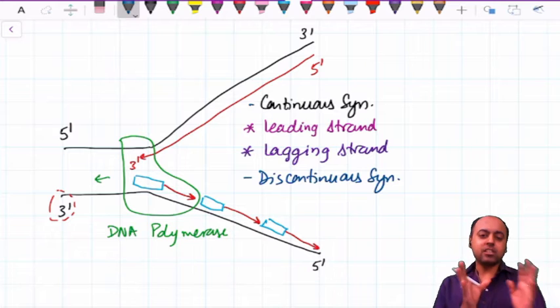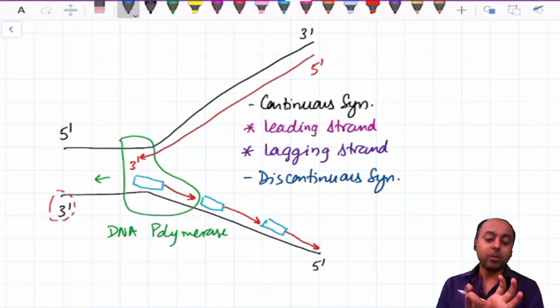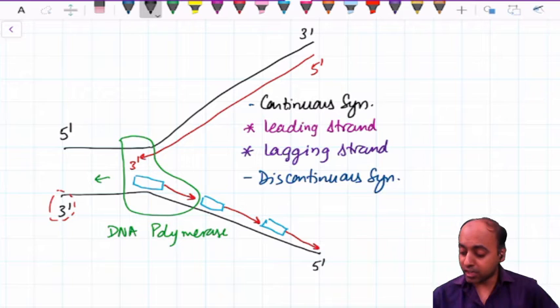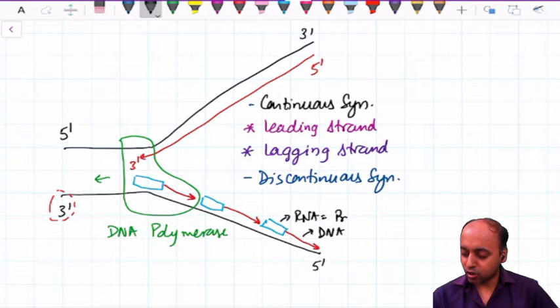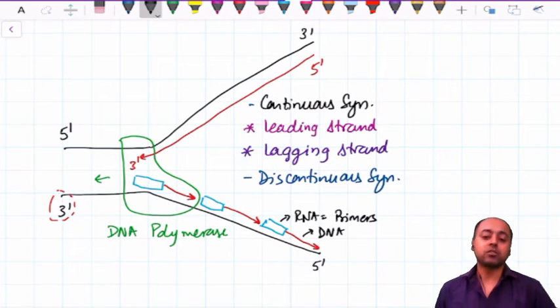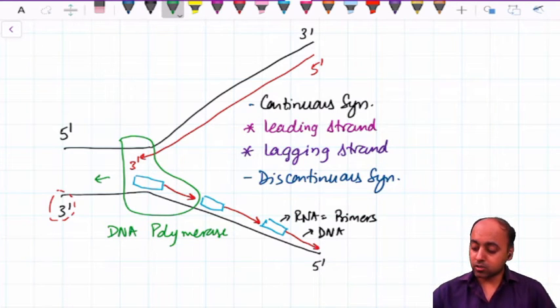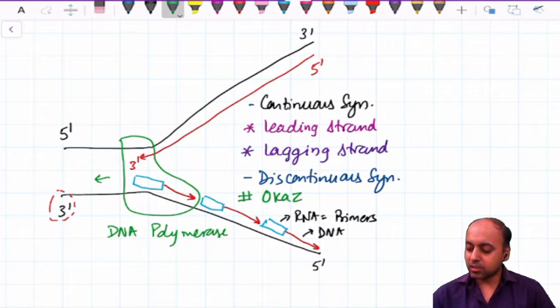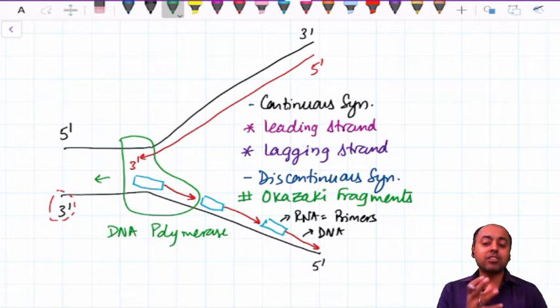On the lagging strand you can see fragments of nucleic acid. One part is in blue and one part is in red. The red part is made up of DNA. The blue part is actually made up of RNA. These are primers. I'll talk about primers, don't worry. Together the two structures are known after the scientist who first described these, and the name is Okazaki fragments. So on the lagging strand we find the Okazaki fragment, which is made up of both DNA and RNA.